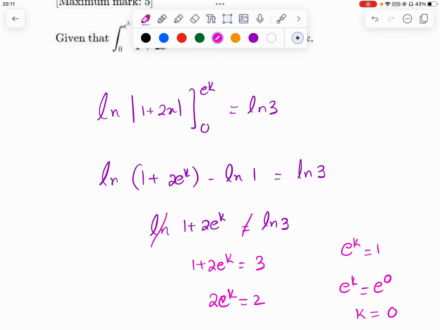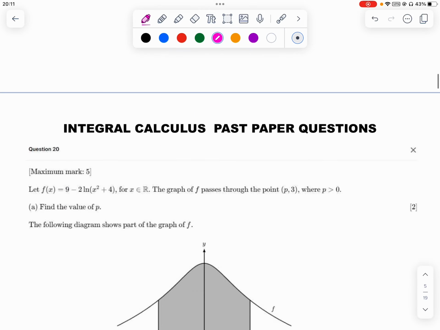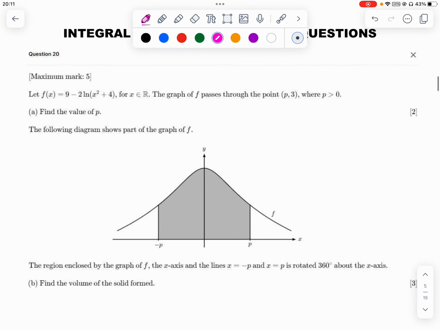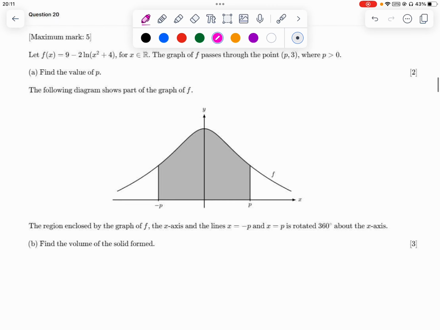That was question number 19. Now coming to question number 20. So f of x equals what has been given? 9 minus 2 ln of x square plus 4, x belongs to R, and the function passes through the point p comma 3. So what does that mean? f of p equals 3. So plug in that one: 3 equals 9 minus 2 ln of p square plus 4.